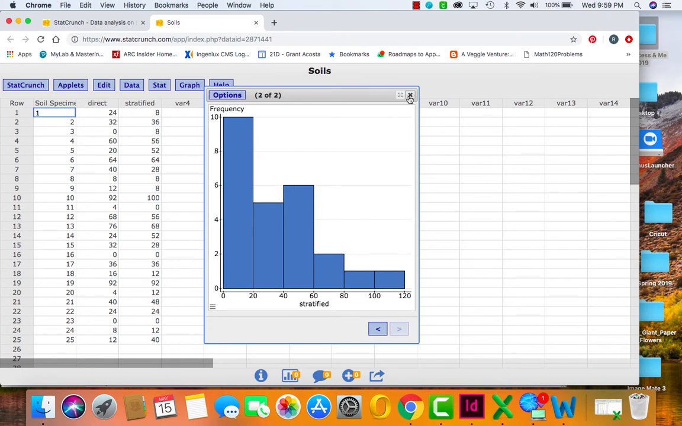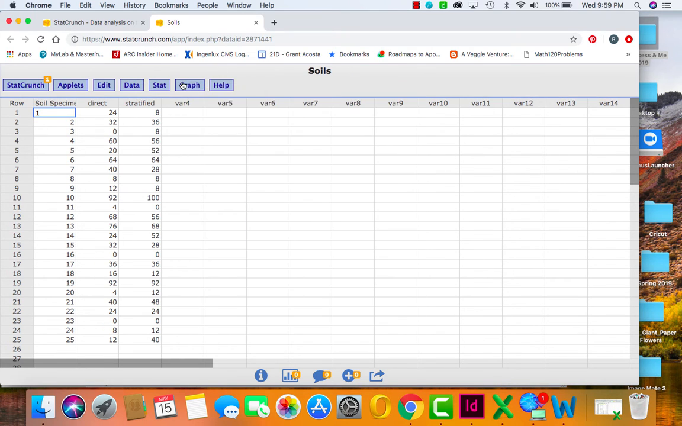And that's how you make the histogram for the data. The other portion of the take home asks you to find the average of the differences. Now be careful, because that doesn't mean do the average of direct and then the average of stratified and subtract it. What he wants you to do, remember in our chapter 7 notes, we constructed a new column of the differences. So you want to actually find the difference of each specimen first and then do the average of that.